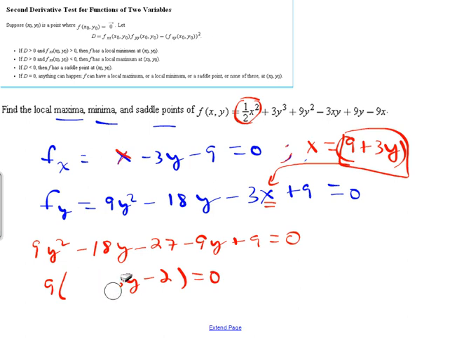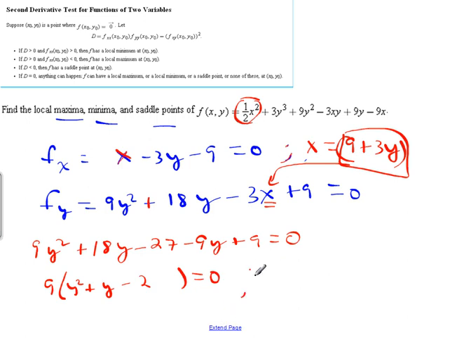Sorry, I made another slight mistake. That's okay. Hopefully you caught it. This should have been here plus 18y. That's plus 18y. And this will work out a lot nicer. Then we get 9y, pulling out a 9, we get y squared plus y minus 2 equals 0.